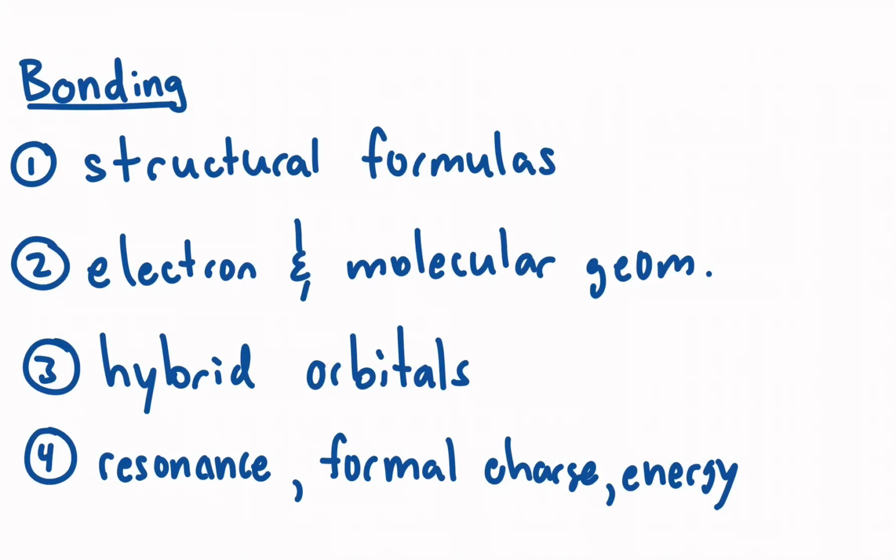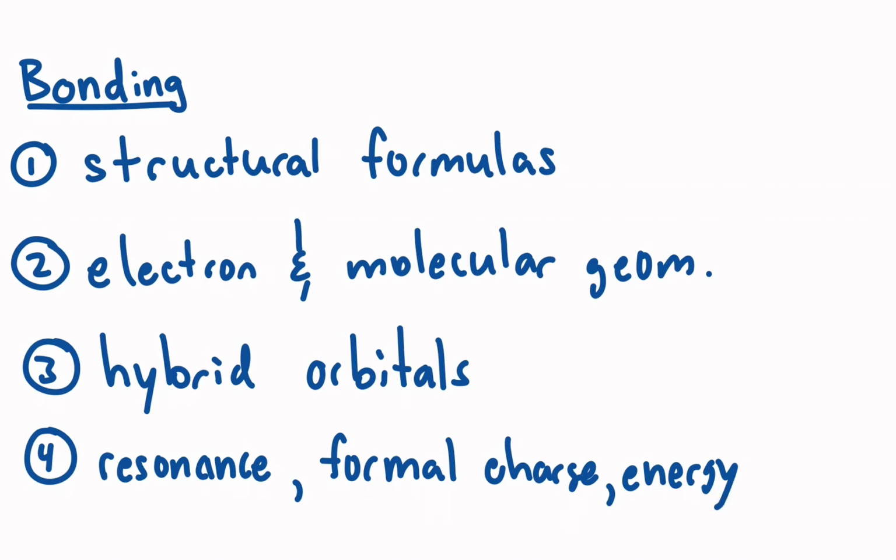Alright, in this crash course we are going to look at the things you need to know related to bonding for the AP exam: how to draw structural formulas, looking at electron and molecular geometries, hybrid orbitals, and then closing with what we look for in resonance, formal charges, and the different bond energies.